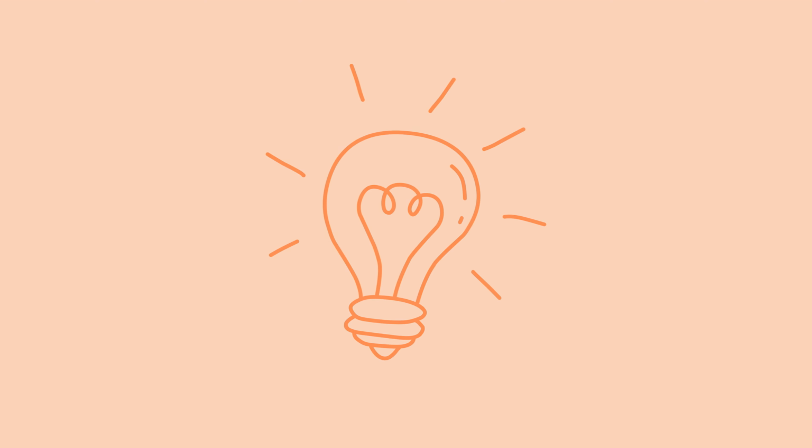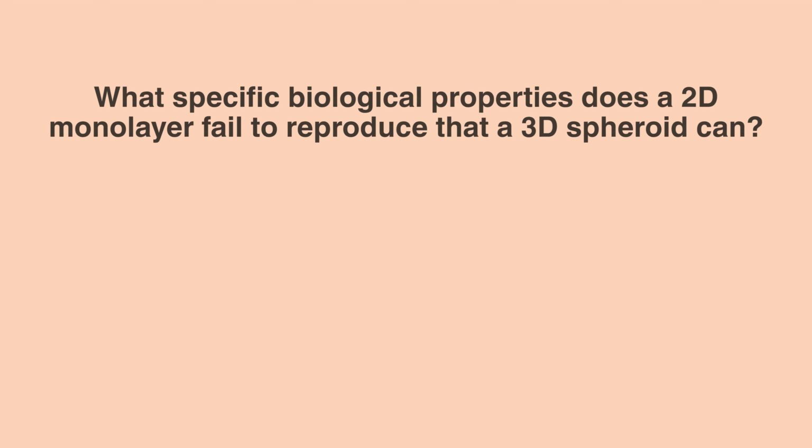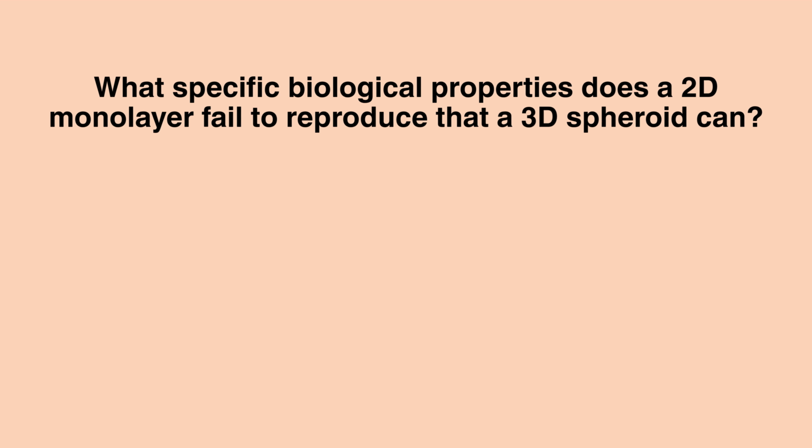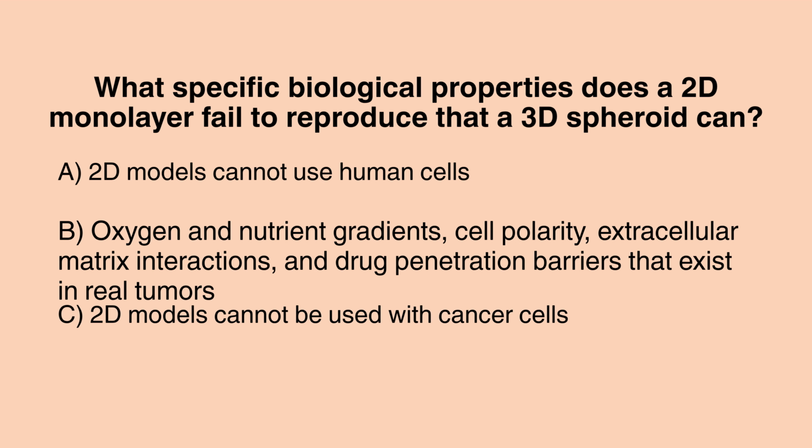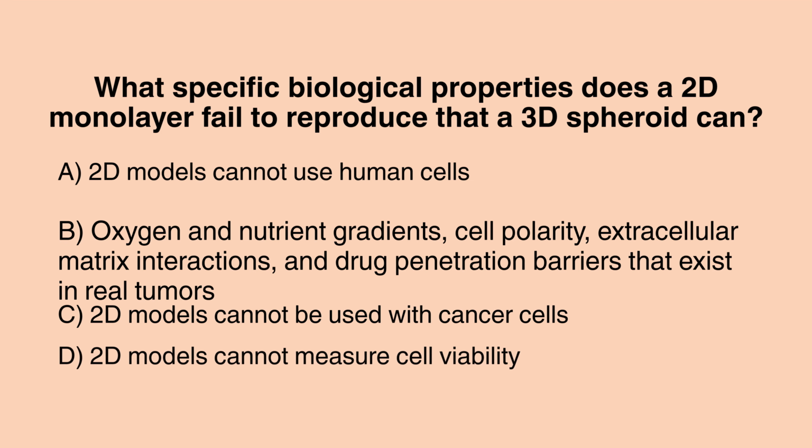Now, let's check your understanding with another question. Here's the question. What specific biological properties does a 2D monolayer fail to reproduce that a 3D spheroid can? A. 2D models cannot use human cells. B. Oxygen and nutrient gradients, cell polarity, extracellular matrix interactions, and drug penetration barriers that exist in real tumors. C. 2D models cannot be used with cancer cells. D. 2D models cannot measure cell viability. The correct answer is B.